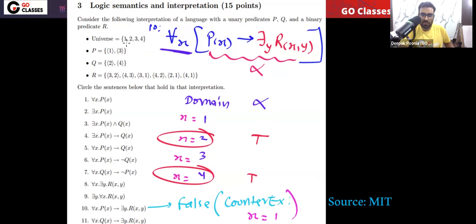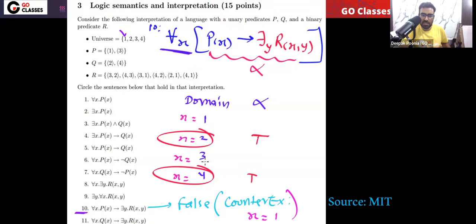Focus. If I take x equal to 1 and check this element, then p is true for this element. If this is true, then this must be true, meaning there should exist a y such that r1 comma y is true. But there is no such y. Whatever y I take, r1 comma y is not true. So this will be false. True implies false is equal to false. So I hope you understood that the 10th statement is false and the counterexample is x equal to 1.